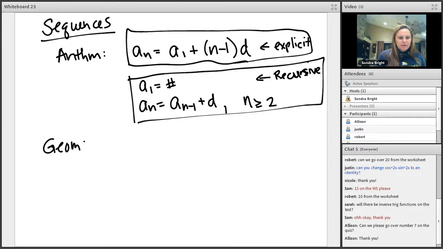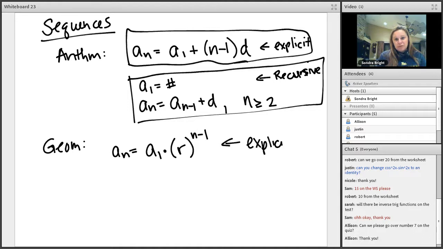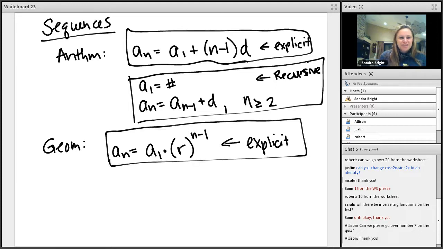geometric, you've got a_n is equal to, so any term, the nth term is the first term times the common ratio raised to the n minus 1 power. That's the explicit version. You can cuss it out and really make it an explicit version. I know you want to.